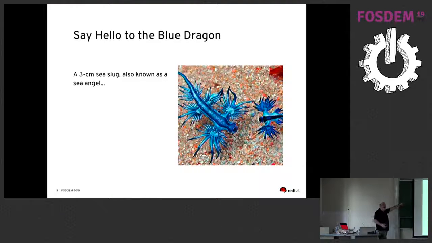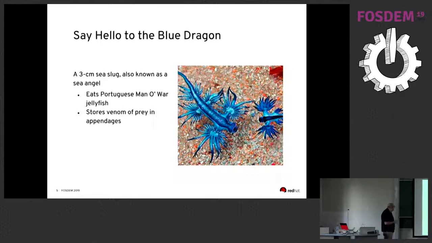So hey, hello, let's say hi to the blue dragon. Now this is actually a tiny little sea slug, about yay big, and it's also called a sea angel. And it's so pretty. You look at this and it's like, oh, that is an adorable little creature. Except maybe not, because it actually eats Portuguese man o' war jellyfish, which, if you don't know, are pretty poisonous to most animals. And because it eats those jellyfish, it actually holds on to the venom. And anytime you touch one of those cute little frondy blue things, you're going to be in a lot of pain. So again, beautiful but harmful.